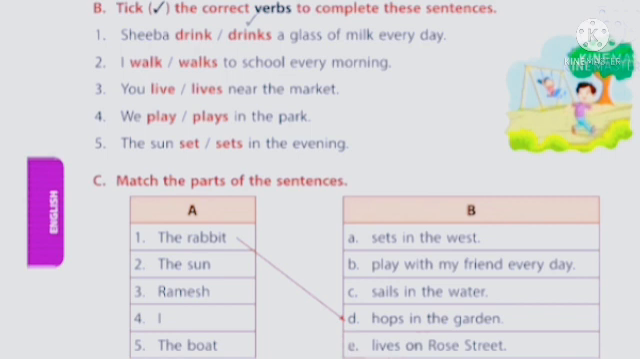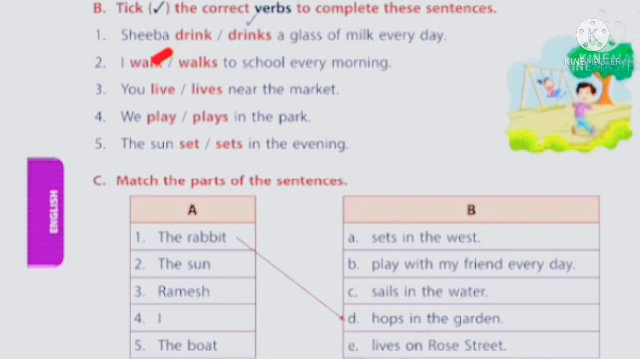So which is right? Here the pronoun is I. I is a plural pronoun. So what we need to do? With a plural pronoun, we need to use the original form of the verb itself. We don't want s or es with the verb. So which is the correct answer here? I walk to school every morning. No need to add s with the verb.